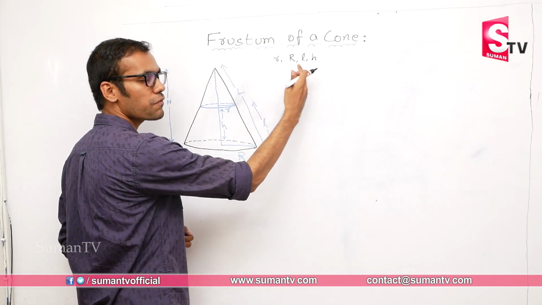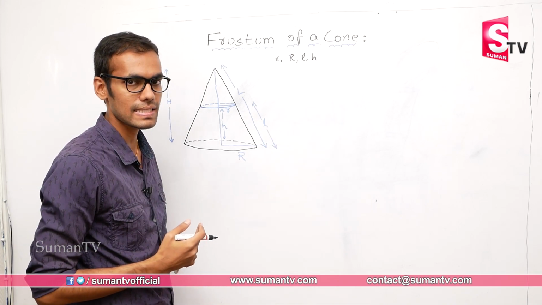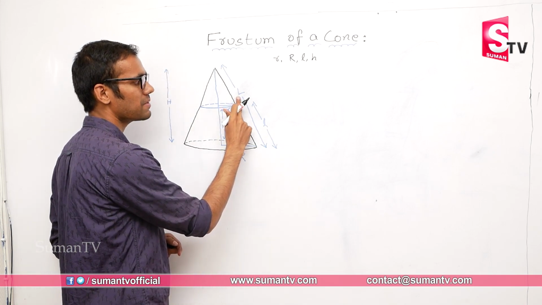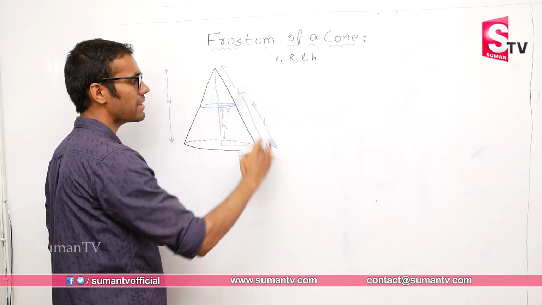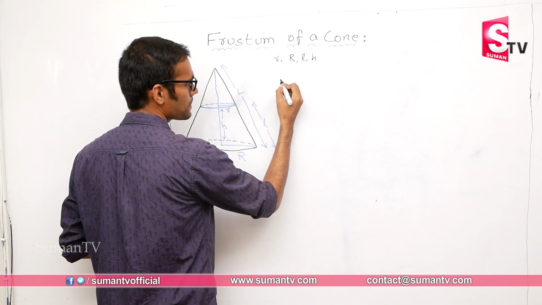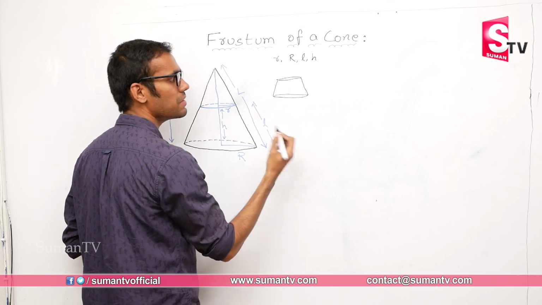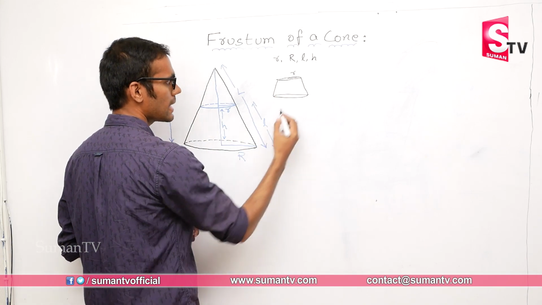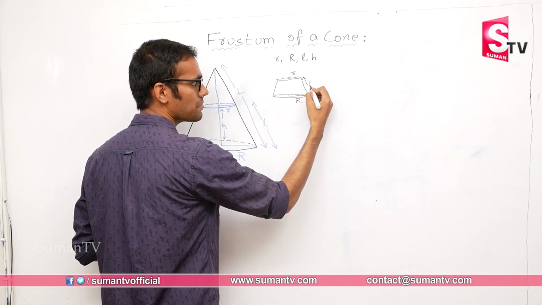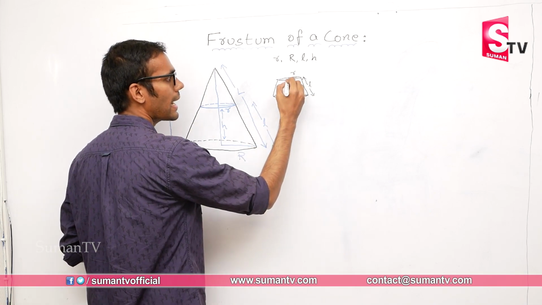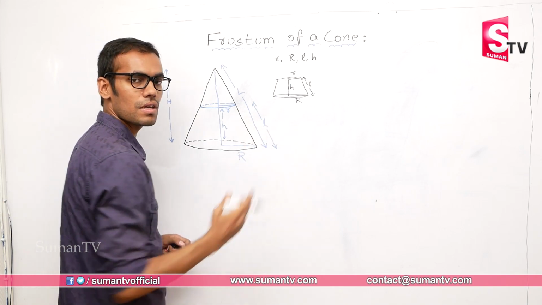So we want only these four terms in the formula of volume of the frustum, CSA of the frustum and TSA of the frustum. But we don't want capital L and capital H. Fine. Because they are the part of the bigger cone. They won't be given to you in the question. So only the parameters that are related to the frustum will be given. Small r will be given. Capital R will be given. Small l, which is the slant height of the frustum, will be given. And the height of the frustum will be given, which is small h. So we want to derive the formula for this frustum.